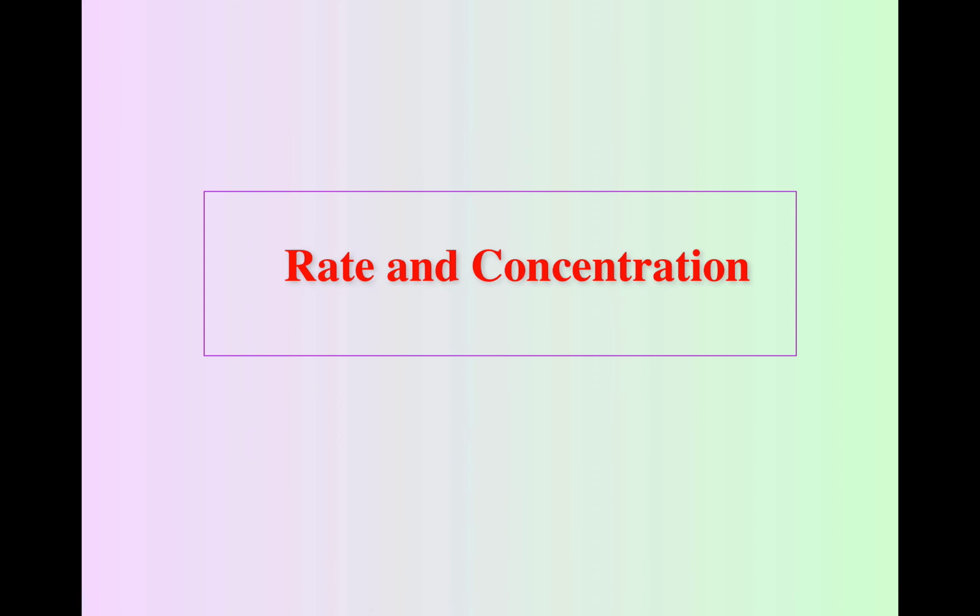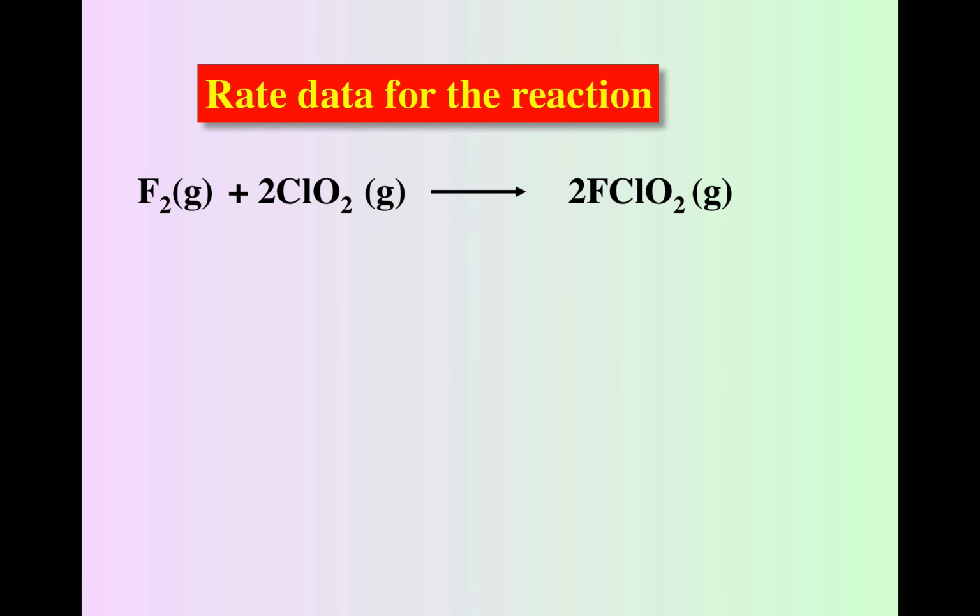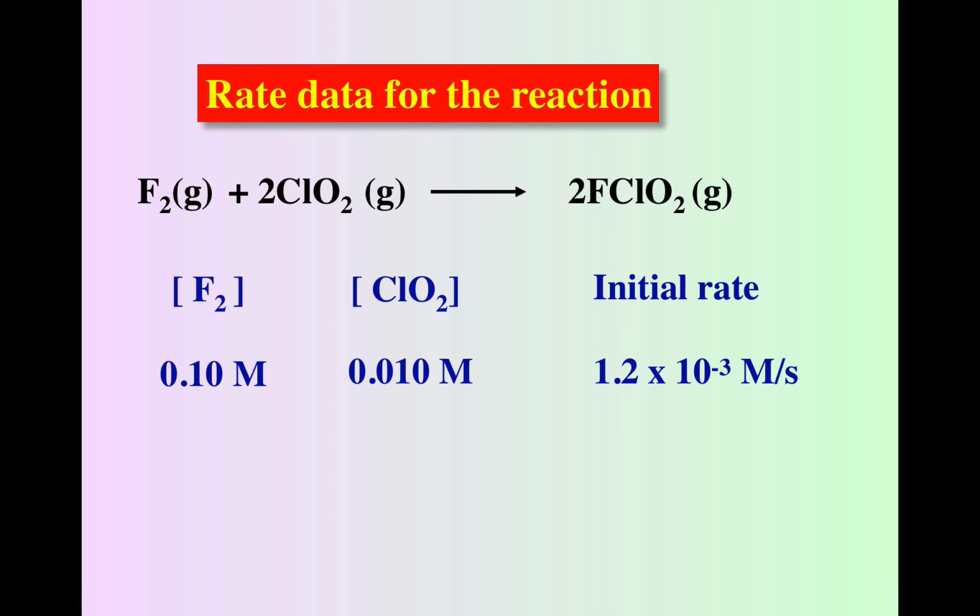All right, so rate and concentration. So you do experiments to figure out what the effect is, for example, of fluorine on the rate of this reaction, or chlorine dioxide on the rate of this reaction. So we start off with a certain concentration of fluorine, a certain concentration of chlorine dioxide, and we measure the instantaneous rate at this particular point in time.